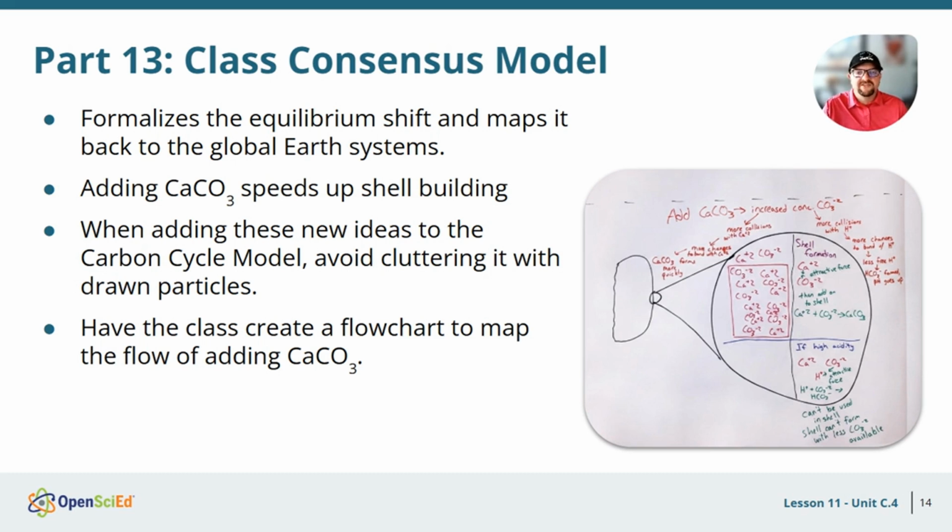One practical facilitation move I found helpful here: students often try to draw individual particles directly onto the macro carbon cycle poster, which makes it cluttered and unreadable. Instead, I guide them to draft a simple step-by-step flowchart on the chart paper to show the chemical sequence, and then link that flowchart to the main poster.